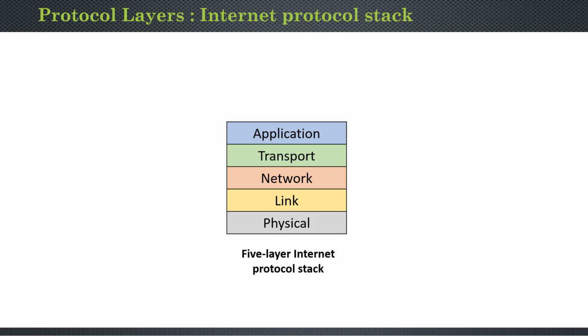The protocols are organized into layers. Each protocol belongs to one of the layers. When taken together, the protocols of all layers are called the protocol stack. The Internet protocol stack consists of 5 layers: the physical, link, network, transport, and application layer.